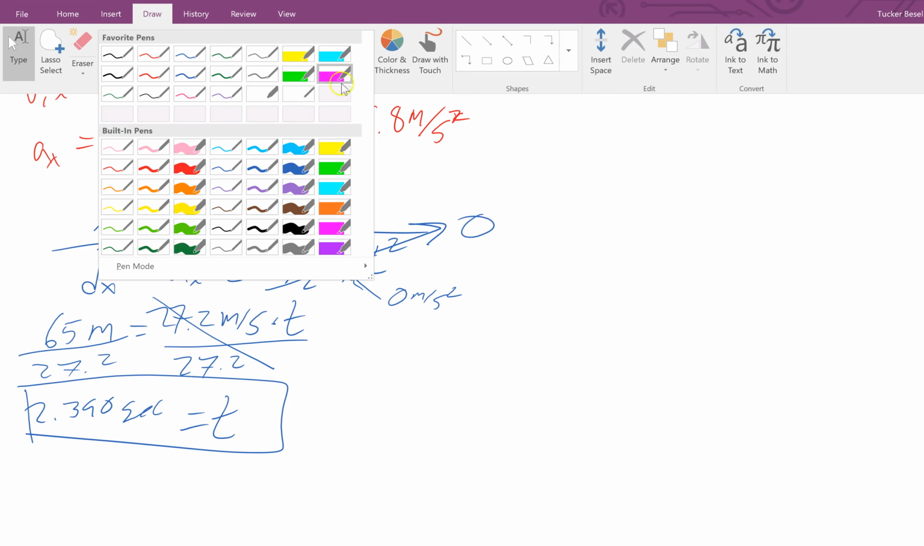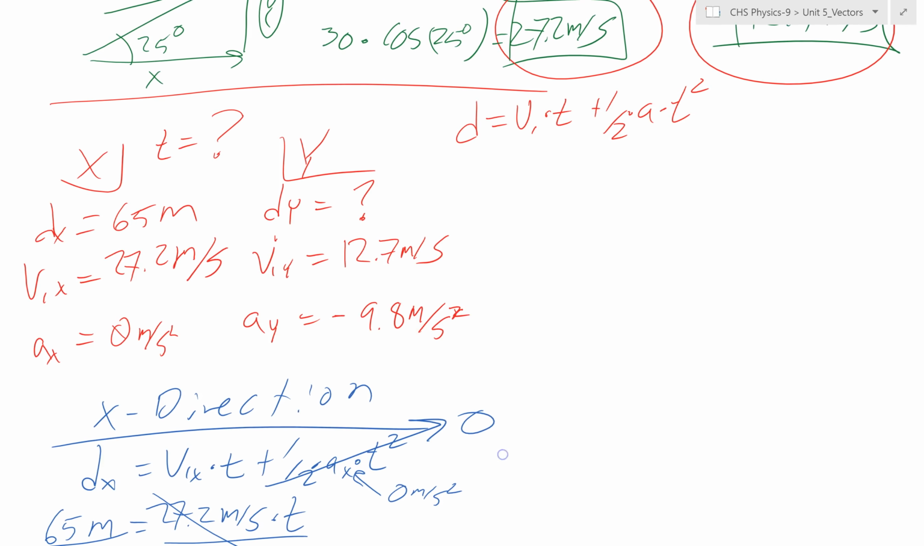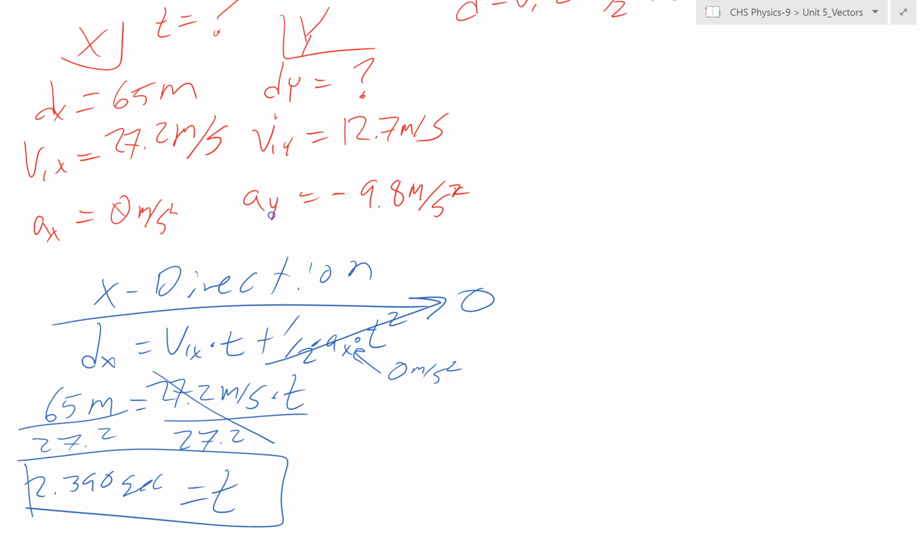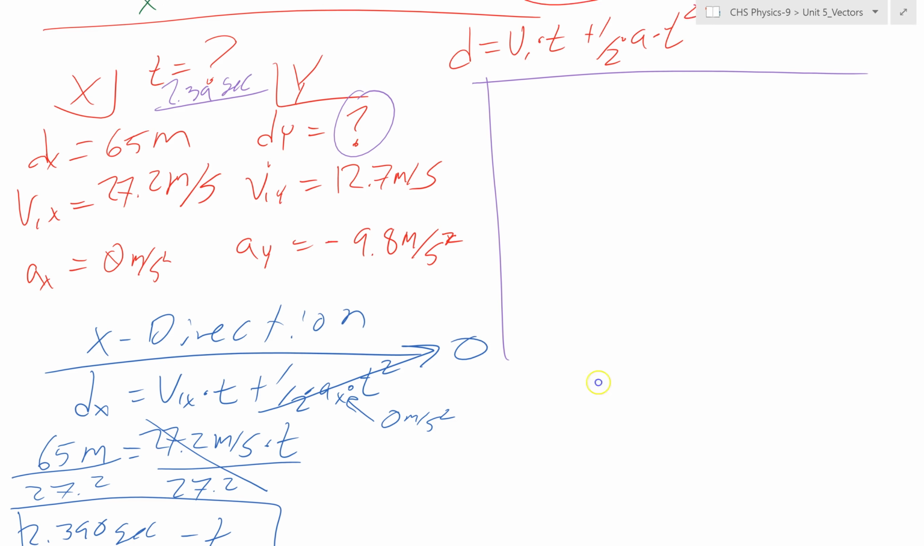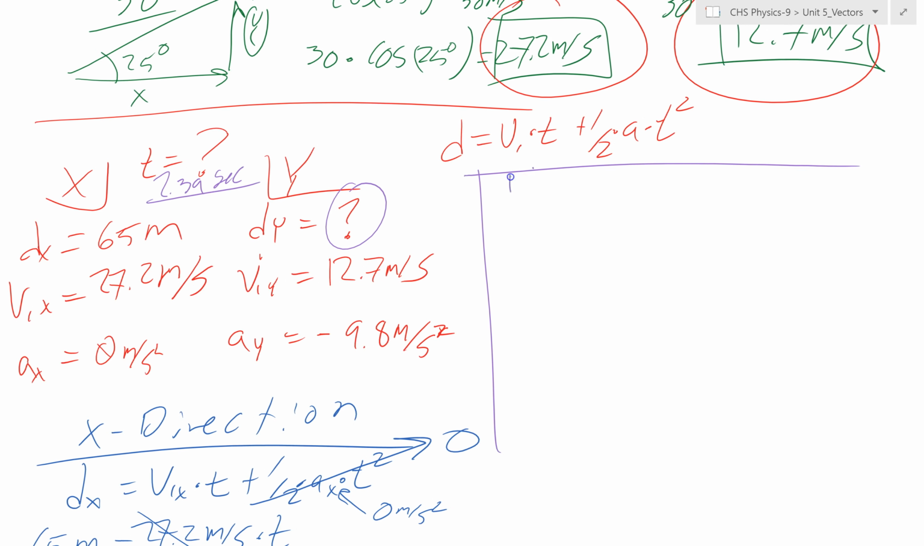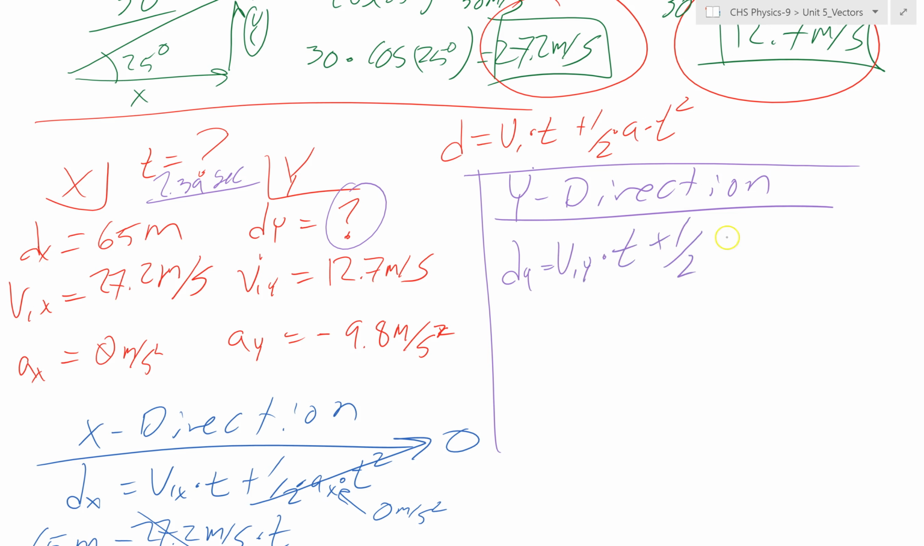Now we want to do the same thing but in the y direction. Because now that we know that the time is 2.39 seconds, we can come in and solve for this now because we only have one question mark if we use this list right here. So let's use the y direction now. Y direction. And we end up with dy equals v1 y times t plus 1/2 acceleration in the y direction times t squared.